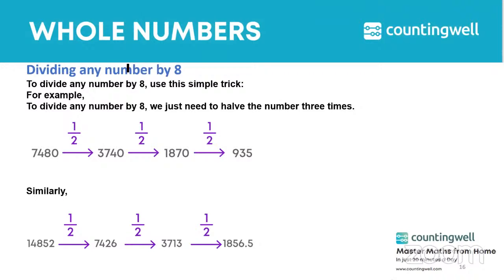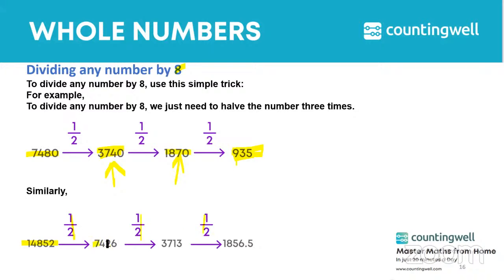Let us see what happens when we are dividing any number by 8. What we are doing, we are dividing that number 3 times by 2, correct? So once you halve that given number, and take half of the number obtained in this step, and again divide it by 2, you will get the final answer as 935 in case of 7480. Similarly, if you want to divide 14,852 by 8, then thrice you have to halve it.